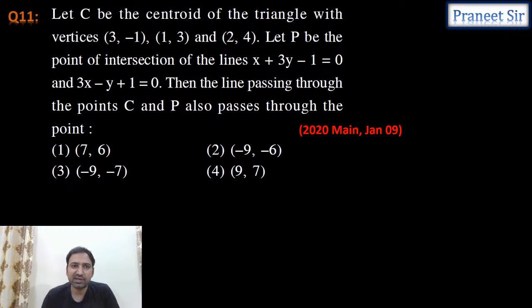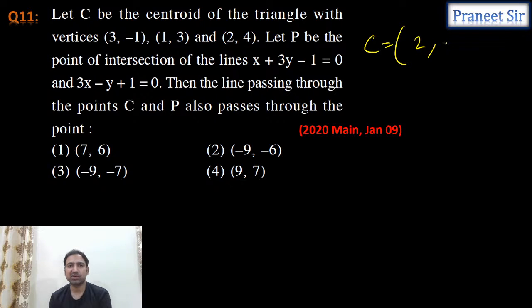Let C be the centroid of the triangle. Vertices are given, so the centroid he is saying is C. Let P be the point of intersection of these two lines. Then the line passing through C and P also passes through which point? Very simple question, guys. Centroid C we can calculate. Centroid C is (x1 plus x2 plus x3) by 3, which is 2, comma.